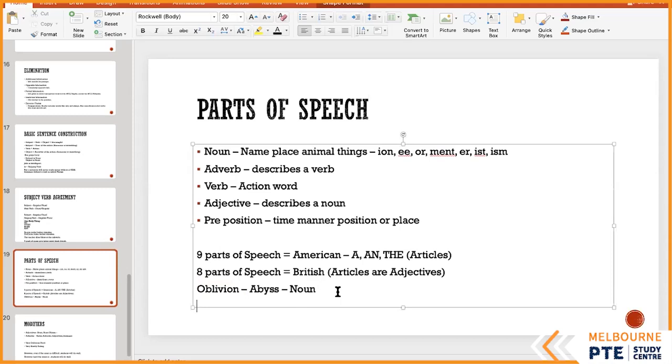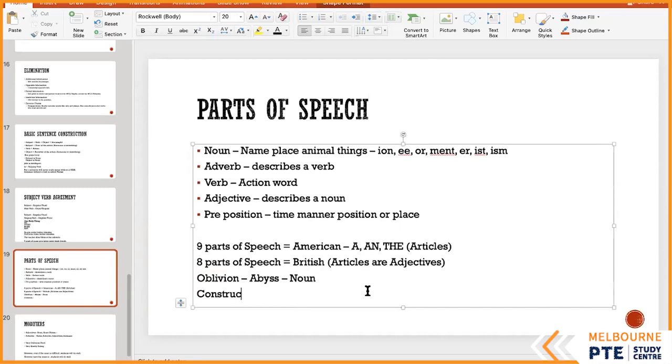Give me an example. Refreshment. I'll come back to that. Things that end with -ion. Oh, -ion. Okay. Construction. What else? Demonstration.